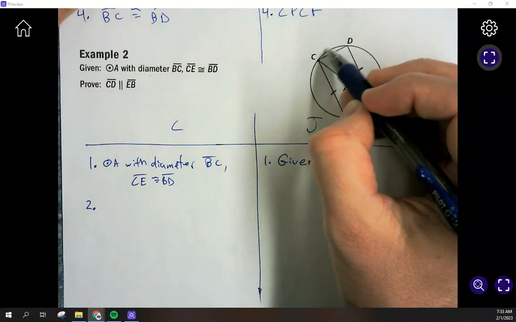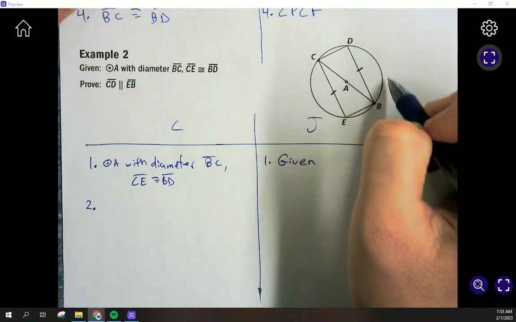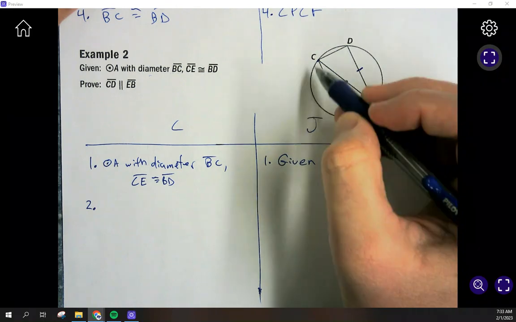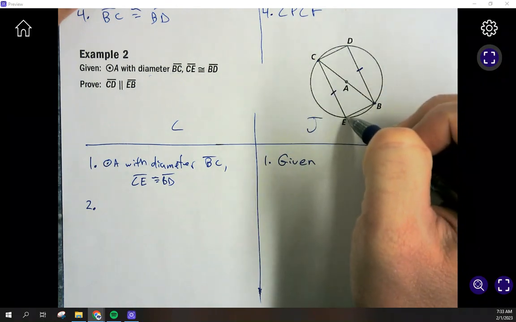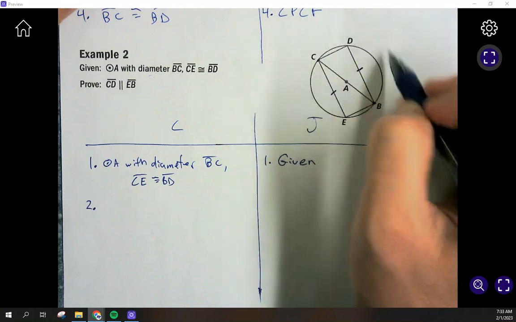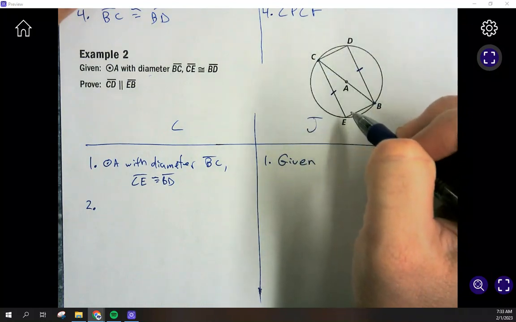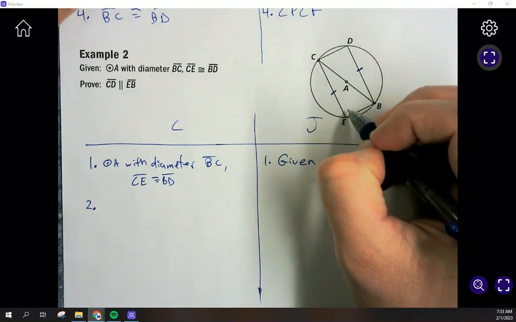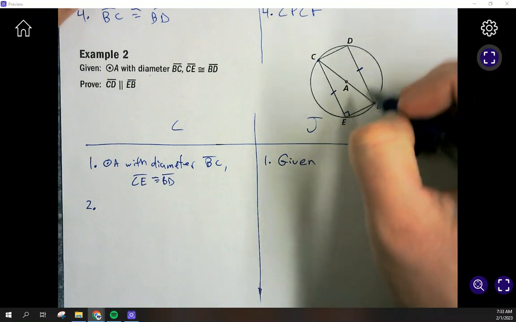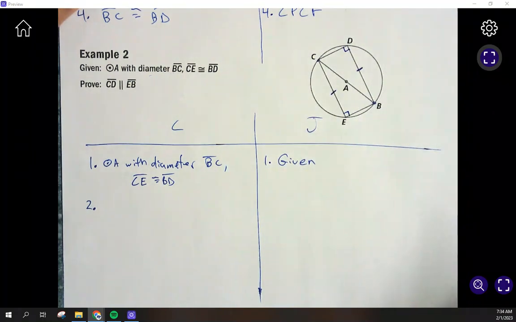Okay, so from C to B, that entire arc has to be 180, and it's 180 on the other side. So if this inscribed angle is hitting that arc of 180, it's half the size. It's 90. So we can say that this angle is 90 and this angle is 90. Therefore, they're congruent to each other.